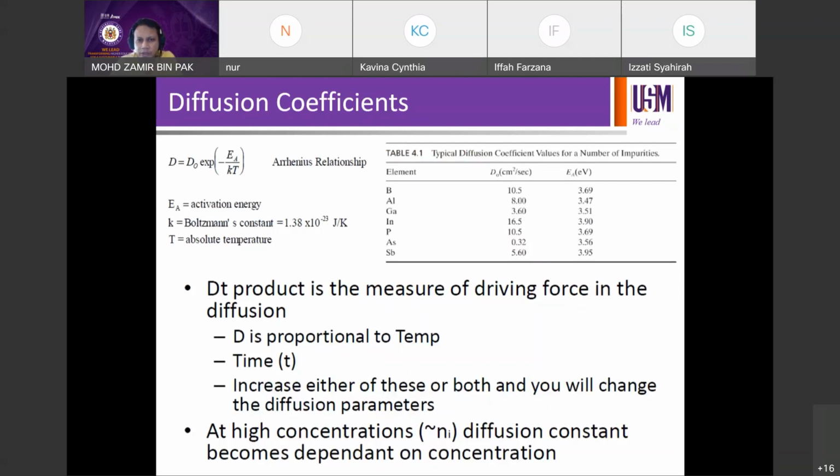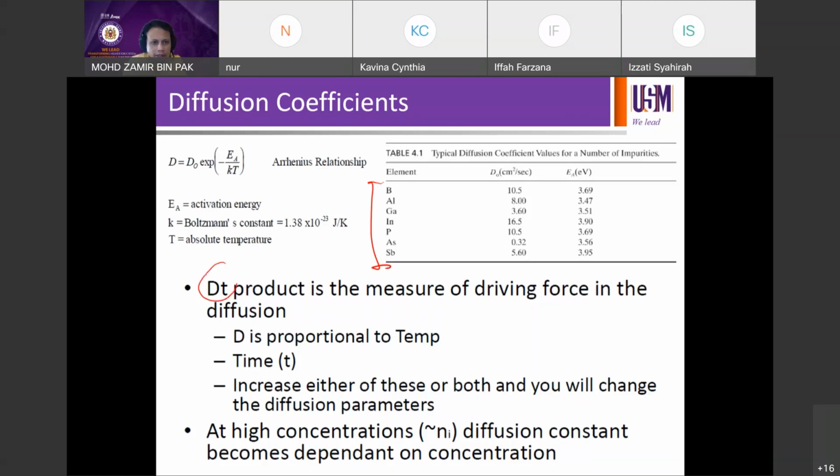And you can also see the summary of diffusion coefficients for a number of impurities. For example, here, the dopants, and the unwanted in this case, all dopants, right? Boron, aluminium, gallium, indium, phosphorus, arsenic, and antimony. The Dt product is the measure of driving force in the diffusion.